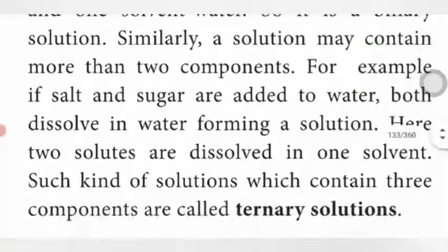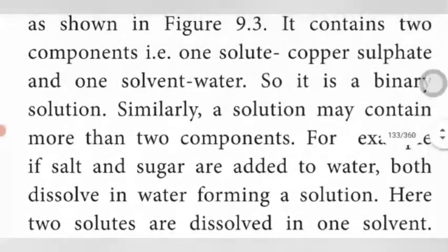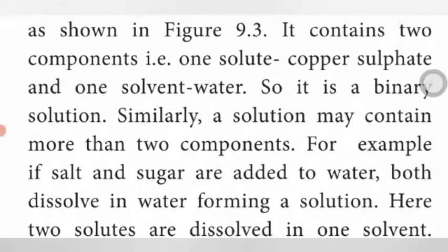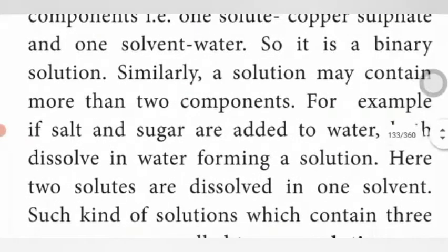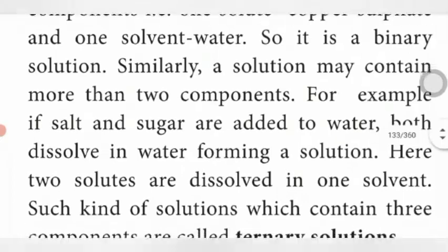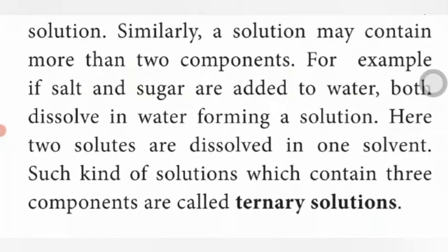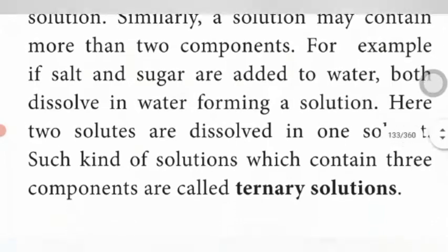Next one, ternary solution. What is ternary solution? The solution may contain more than two components. For example, salt and sugar are added to water. Already we know salt and sugar act as a solute, water acts as a solvent. How many solids are present? Two solid particles. What are the two solid particles? Salt and sugar. So both dissolved in water, forming a solution. Here two solids are dissolved in one solvent.